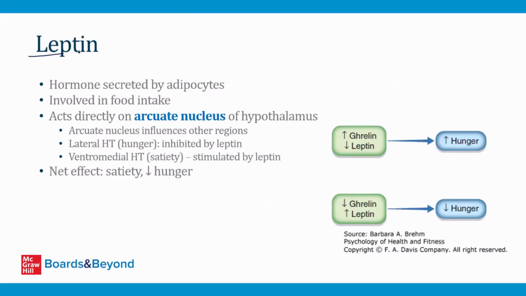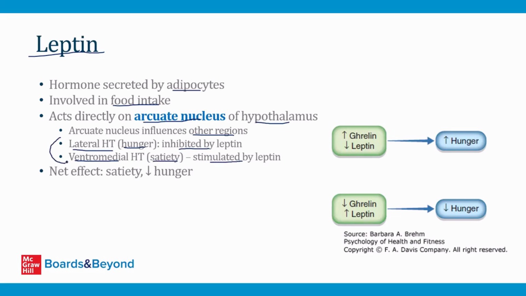Next, let's talk about leptin, which is a hormone secreted by adipocytes in fatty tissue, and it's involved in food intake and our sensation of hunger and satiety. So leptin acts directly on the arcuate nucleus of the hypothalamus, and then the arcuate nucleus influences other regions. In the lateral hypothalamus, which we already talked about is responsible for hunger, this region of the hypothalamus is inhibited by leptin. In contrast, the ventromedial hypothalamus, which is important for satiety, is stimulated by leptin.